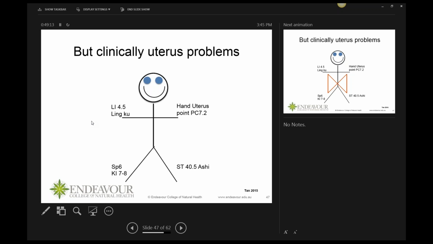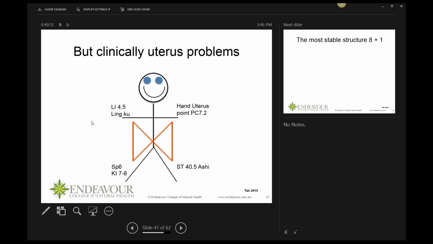Spleen 6, yes, definitely, because I'm sure we've all used spleen 6 to treat uterus problems. Kidney 7 to 8, again, I'm sure we've probably used that as well. And stomach 40, again, because it's the reflexive action, the image of where the uterus would be. So again, then we end up with a nice, lovely little balance. And even though large intestine 4 and the hand uterus point are not specific points, they're still definitely on that channel. And that's something that Dr. Tan really emphasizes is, treat the channel, treat the channel, treat the channel, not the specific point.